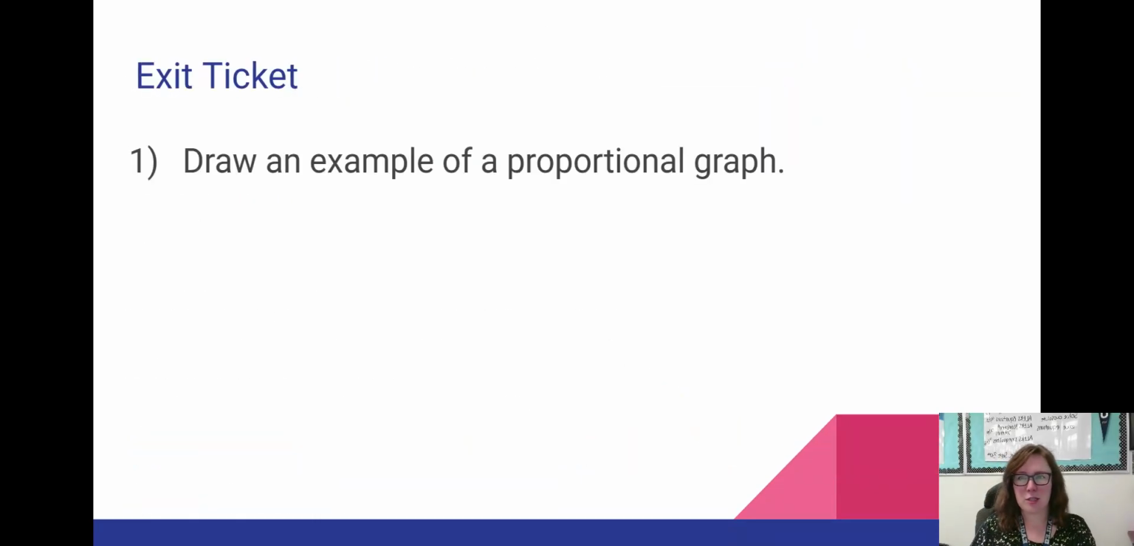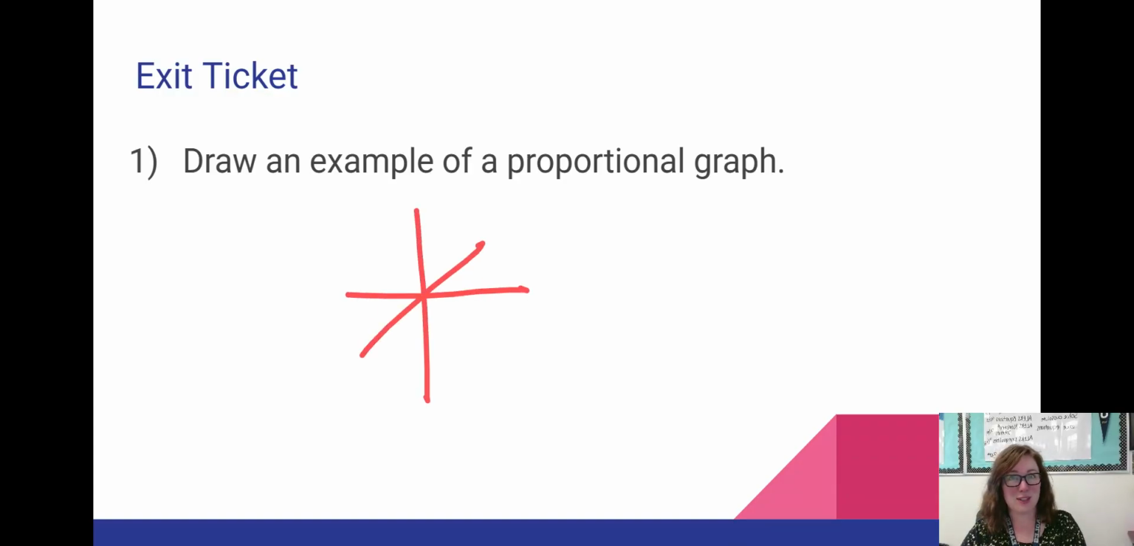And then some time for homework. In our exit ticket, draw an example of a proportional graph, just a straight line through 0, 0. There you go. That was some proportional relationships in context. You got this.